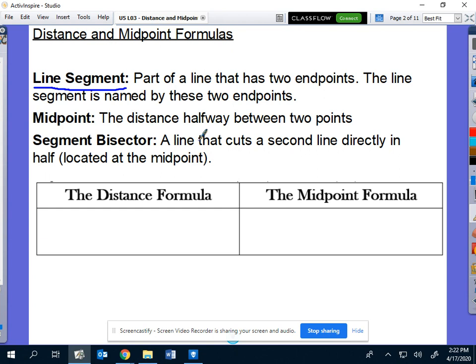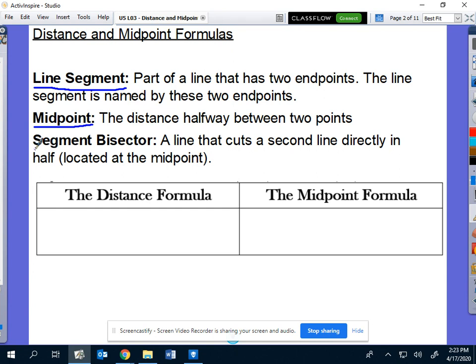What is a line segment? A line segment is just that part of a line that has two endpoints. We're very used to that. Midpoint, though, you might not be as familiar with, but it sounds just like what it says. It's the point exactly in the middle. So if there's a halfway point between you and your friend's house, that's the midway point, right? The midpoint. It's important that we understand that's what a midpoint means.